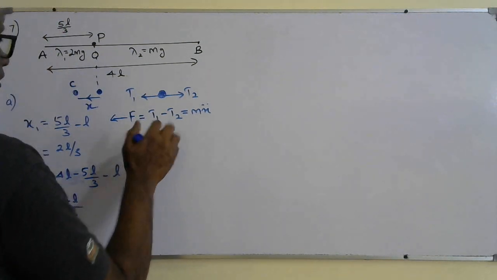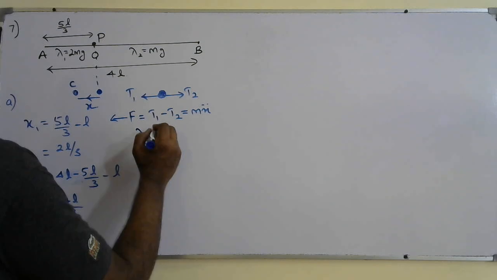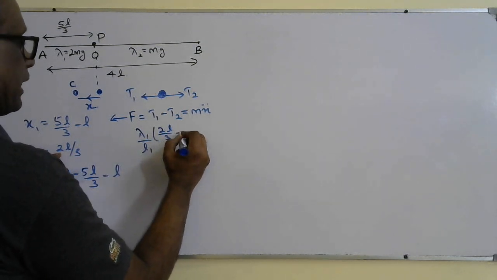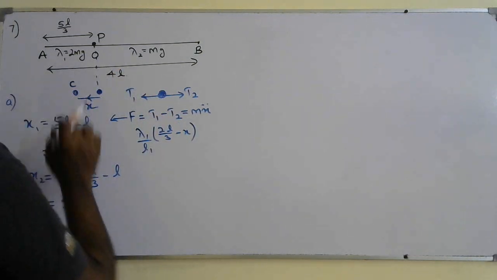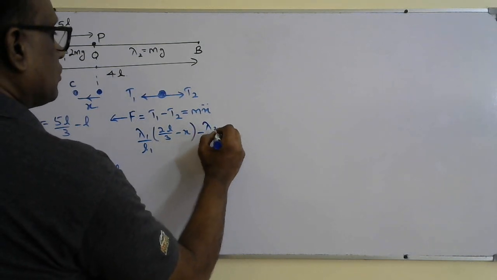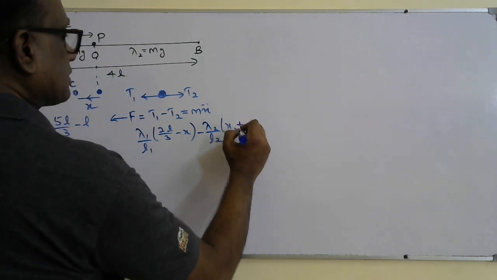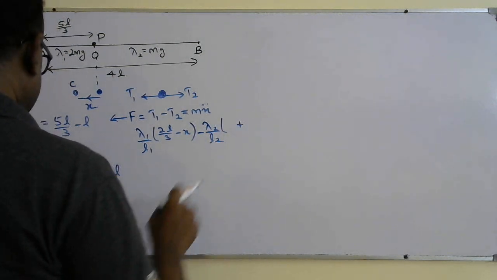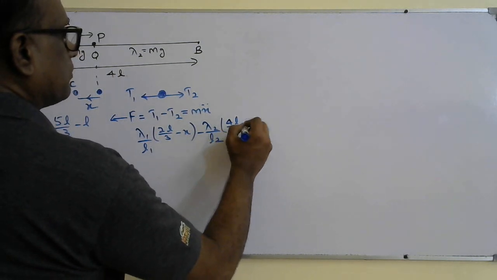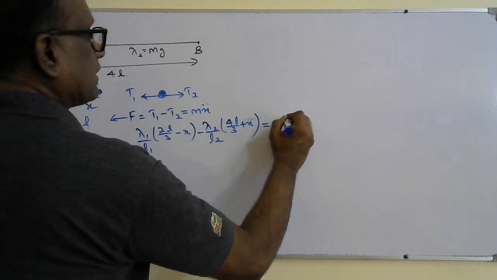So T1, how much will it be? T1 equals lambda 1 over L1 into extension. Now this is 2L by 3 when it was at equilibrium position minus x, because it's moved towards left, so the extension will decrease by x. Minus T2, lambda 2 over L2 into x2 plus x. That is x2 we got, 4L by 3, plus x, equal to m x double dot. Okay, solve it.